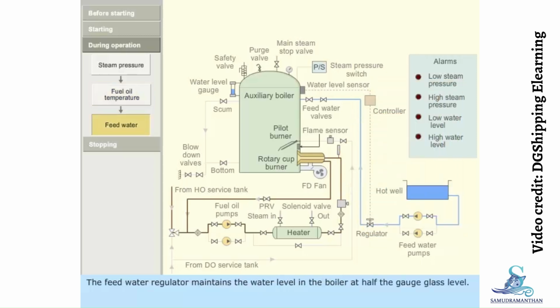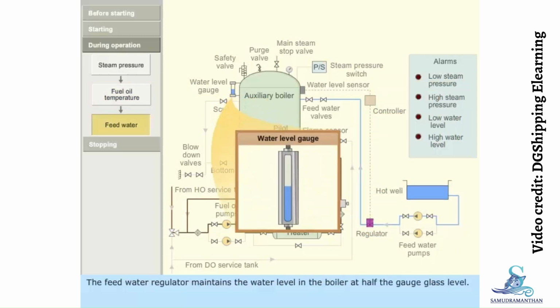The feed water regulator maintains the water level in the boiler at half the gauge glass level. A water level sensor sends the signal to a controller which controls the feed water regulator. The boiler feed water pump runs continuously. If the water level decreases below the set value, an alarm is sounded to warn the operator. However, the water level of the level gauge mounted on the boiler should be checked periodically.